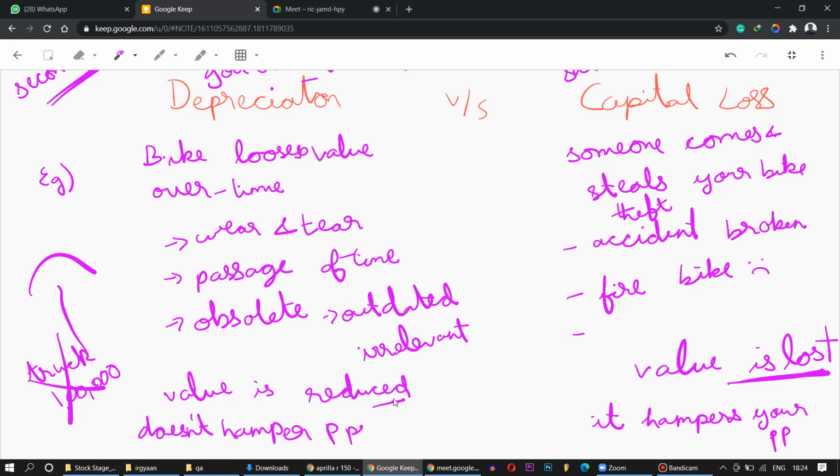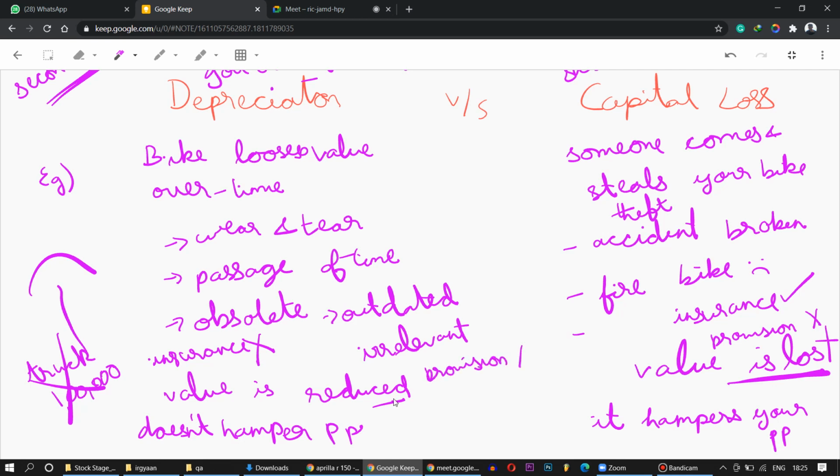But in capital loss, you can take insurance. But for depreciation, you cannot take insurance. If something happens, fire, accident, insurance is there to protect you. But for capital loss, provision you can't take. But for depreciation, provision you can take.